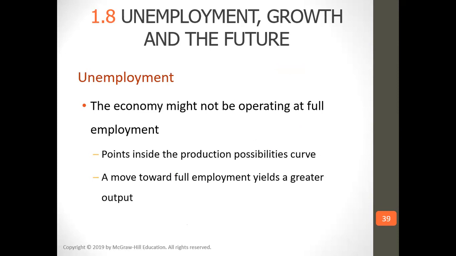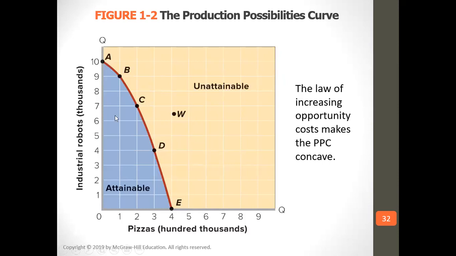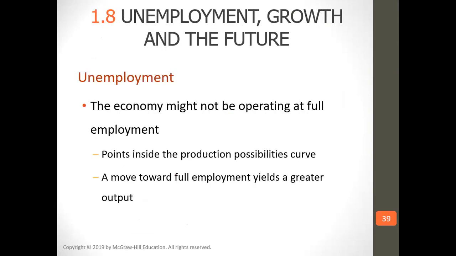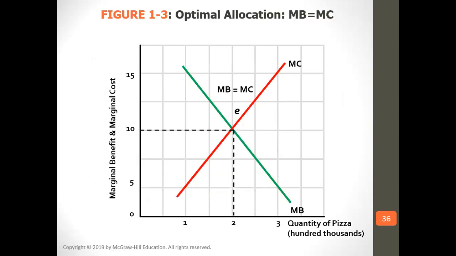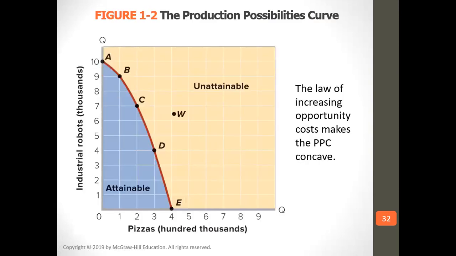And unemployment. The economy is not operating at full employment when the point is inside the production possibilities curve. So anywhere in the blue section below the line, that's when it's not at full employment. There's unemployment in that case. There's more output if you go closer to full employment. So if you go from the blue closer to the line, it becomes more employment.